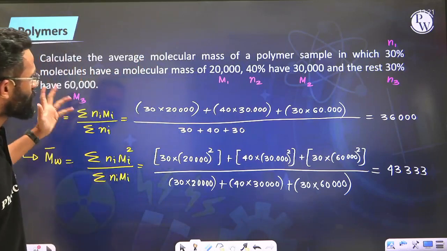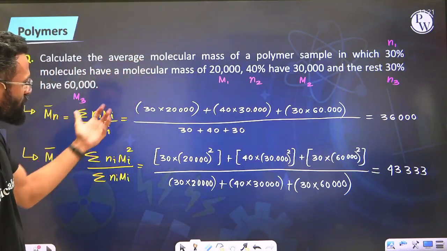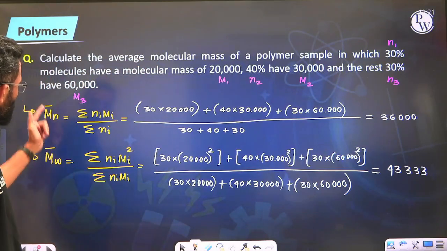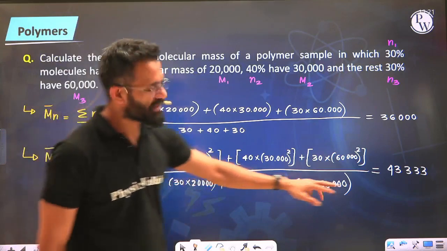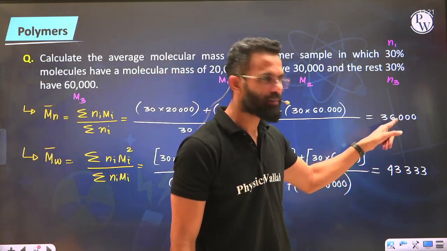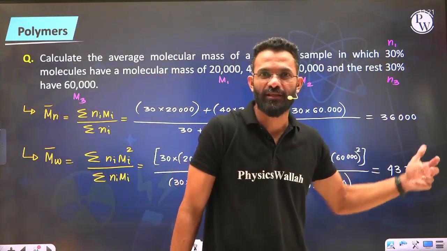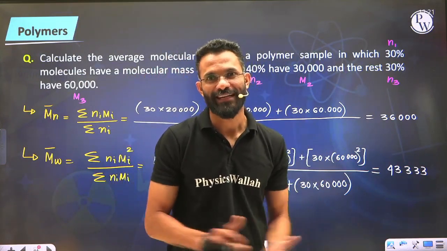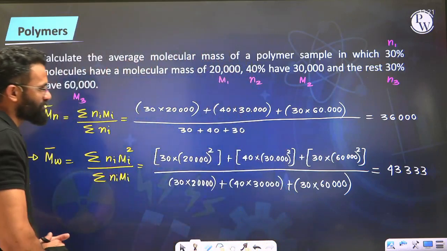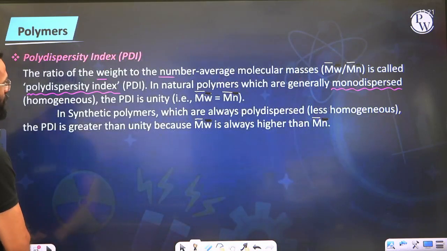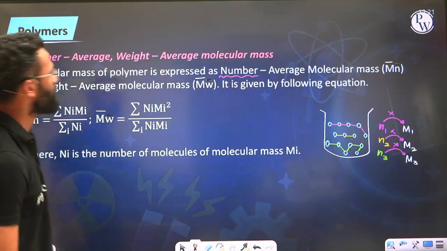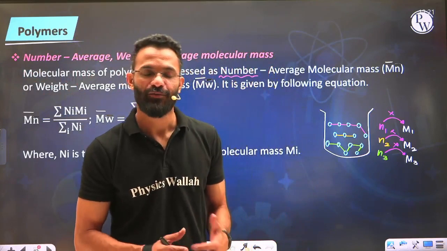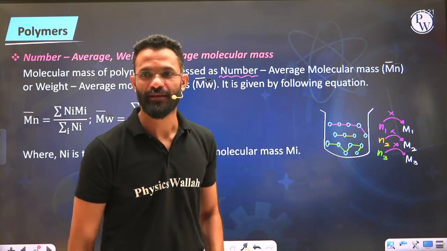Well, what is important is that if the data is given, we should know the formula and be able to put it that way. If we take the ratio of M bar w and M bar n, that's going to be the polydispersity index. We can clearly see that M bar w is more than M bar n, which means this is going to be polydisperse. So probably this is a synthetic polymer. So guys, that was the last thing left from the chapter Polymers. Other than important polymers, you should know the molecular mass of a polymer, how and why we call it average molecular mass, and the different ways by which we can express it.